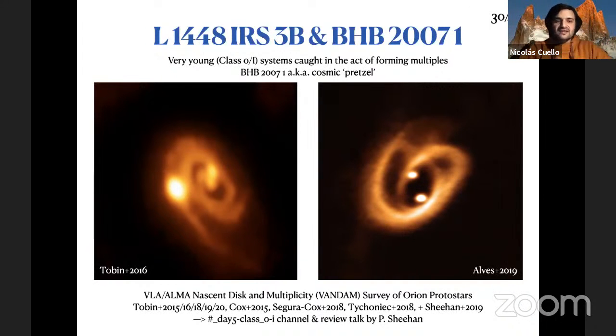Here, just two quick examples, one by Tobin et al., one by Alves. This little guy here was called Cosmic Pretzel, which I really like, this name. And there is this wonderful survey called VANDAM, which likely will be discussed tomorrow, about these kinds of objects.